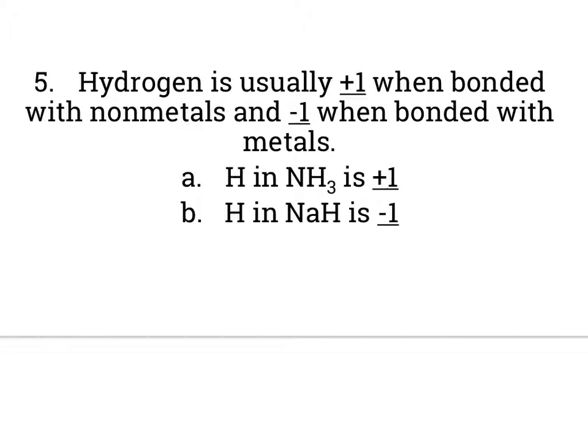Elements are 0. Monatomic ions are their charge. 1A is +1, 2A is +2. Oxygen is -2 normally. Sometimes in peroxide it's -1. Hydrogen is +1 with nonmetals and -1 with metals.